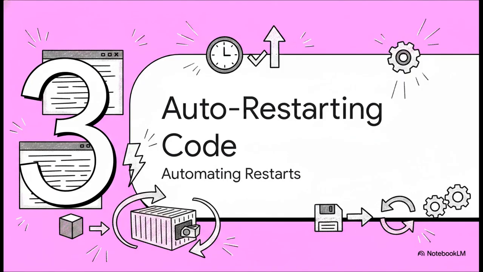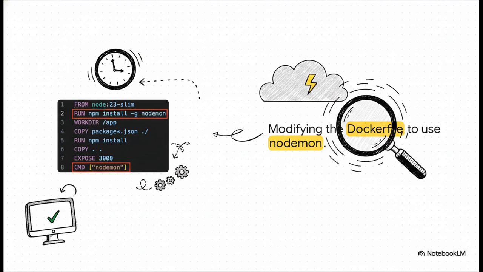Section 3, Level 2, Auto-Restarting Code. To beat this level, we need the app to restart the exact second we hit save in our editor. Let's see how we tackle this for Node.js. We can literally just introduce a tool like Nodemon right into a custom dev Dockerfile. Check out line 2, we globally install Nodemon, and then on line 8, we swap out our boring standard node start command for Nodemon.